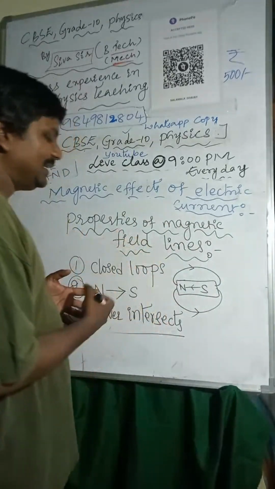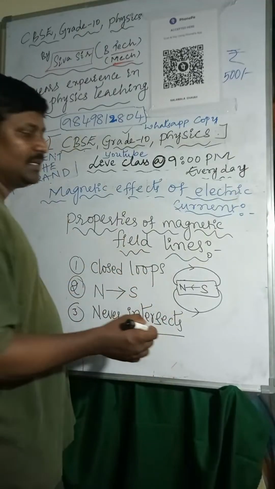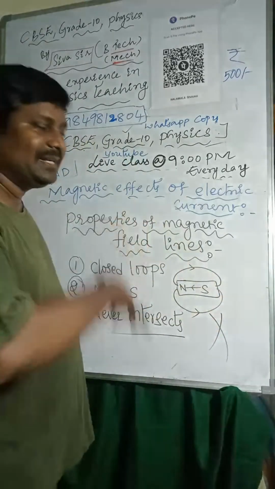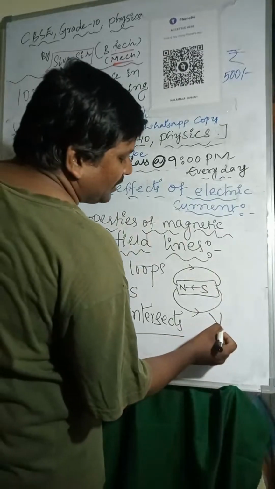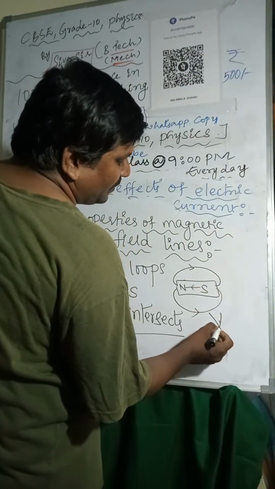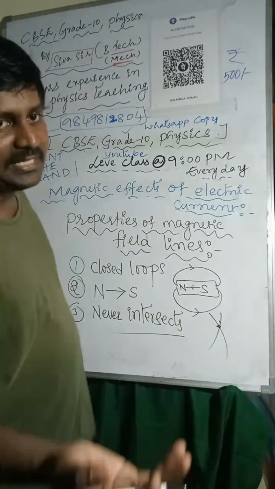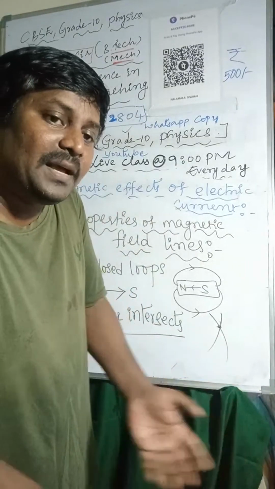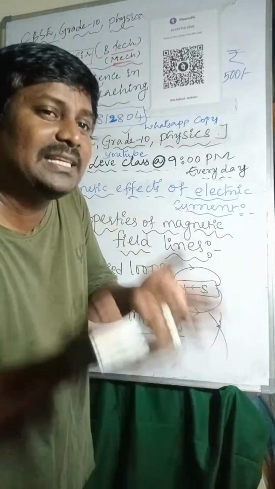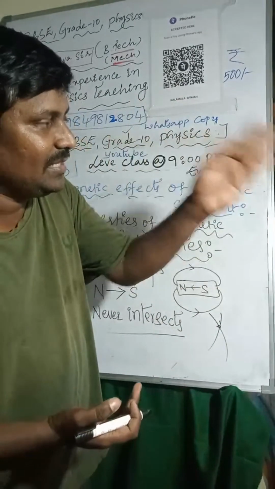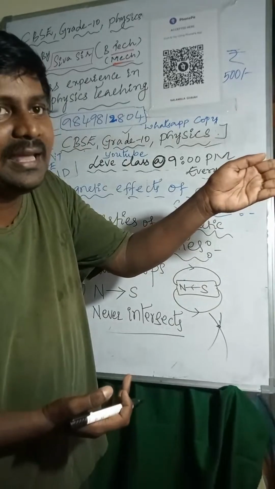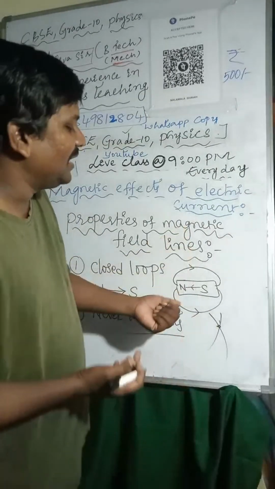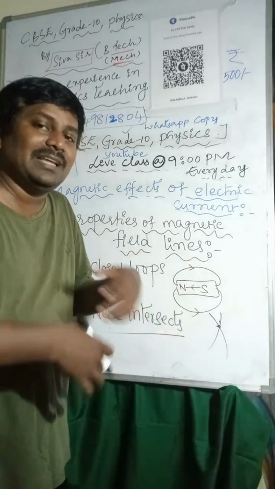So if two lines intersect, what happens? Generally magnetic field lines never intersect. If these two lines intersect, then at the point of intersection the compass should show two directions. That is not possible. A compass cannot show two directions at a time. If you are taking this direction, it should show this direction only. That's why magnetic field lines never intersect.